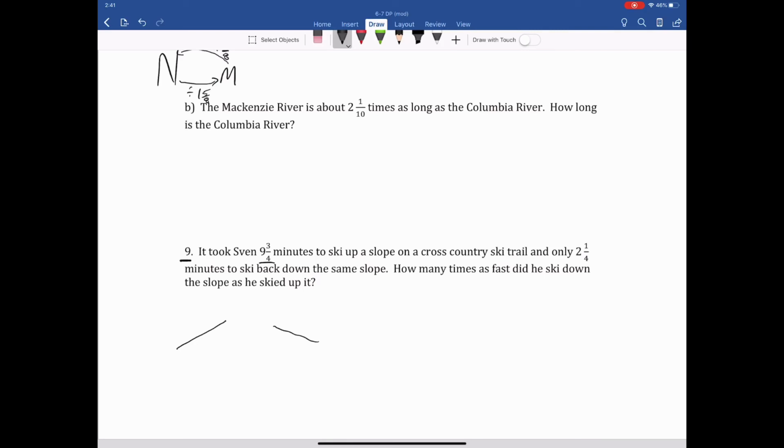So we want to look at how many times as fast he skied down. If I have my 9 3/4 and 2 1/4, how many times as fast is this than this? What you're looking for is how many 2 1/4 fit into 9 3/4. So that's the hint I'll give. How many 2 1/4, your speed down the hill, fit in there, and that'll give you how many times as fast he is going.